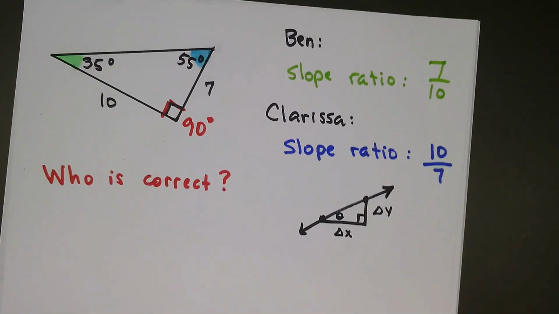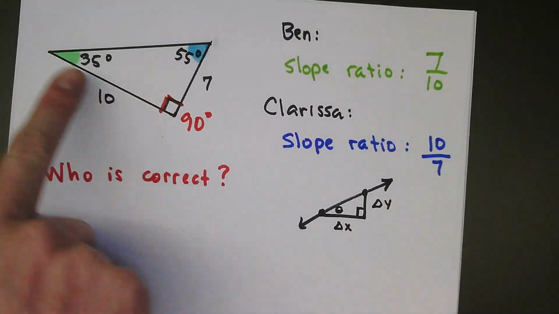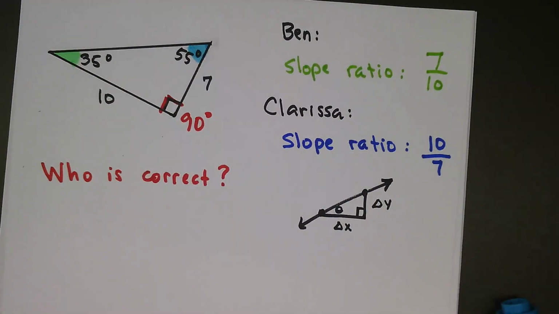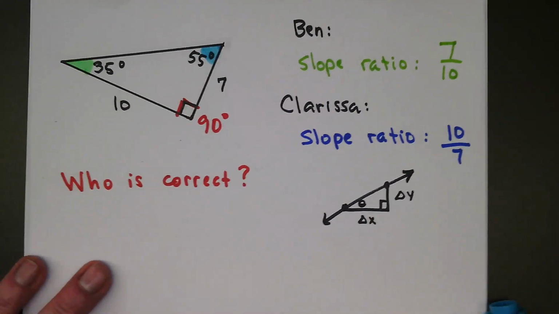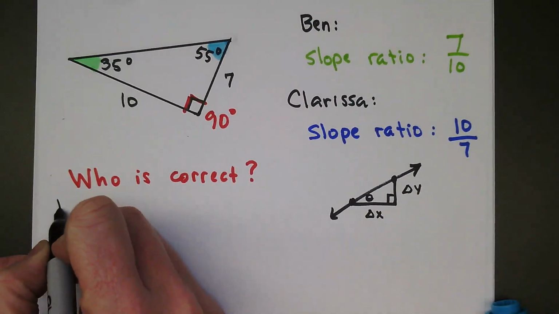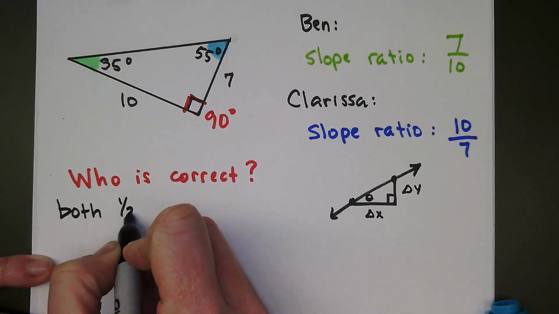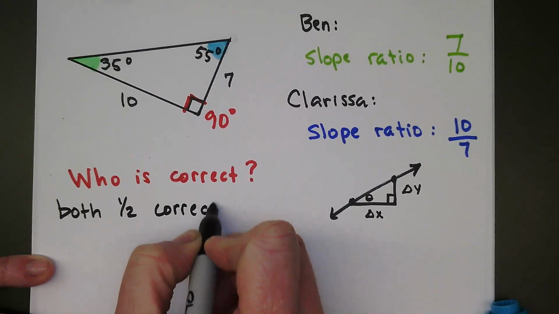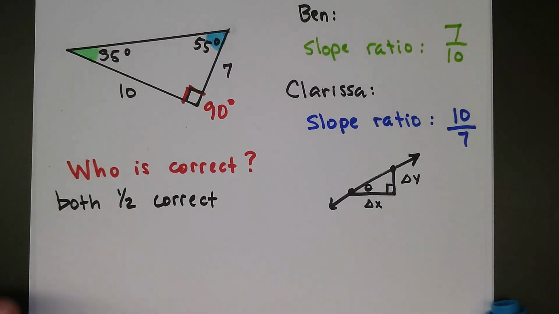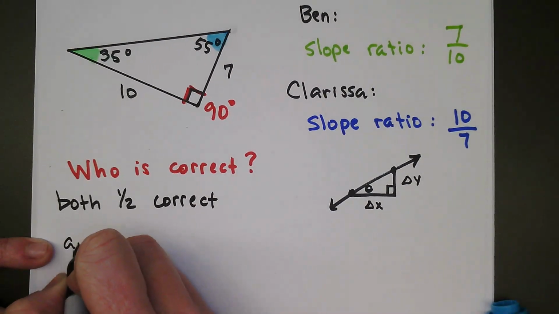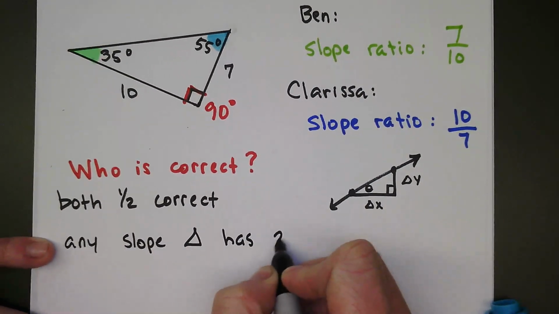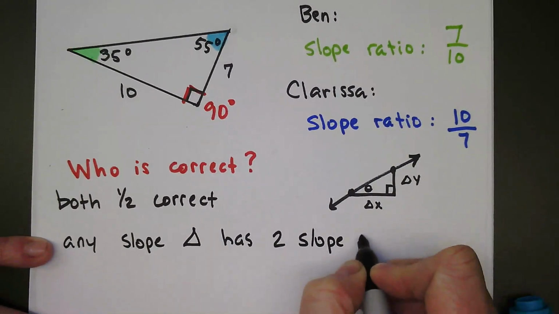If we look, Ben had 7/10 from the green angle. Clarissa had 10/7. That's the perspective from the blue. So if we're going with who is right, they're kind of both right, and they're also kind of both wrong. Here we can put they're both half correct, because any slope triangle is going to have two slope ratios. Any slope triangle has two slope ratios.